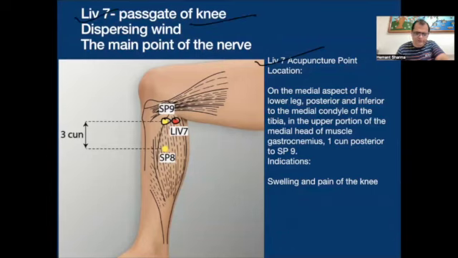The liver 7 is a very good point for the knee. It is the pass gate point of the knee, and it's dispersing the bind. ये बिंड को निकालता है और यहां पर नर्व पेन है उसे भी कम करता है. Whether the pain of the knee or the swelling of the knee, in both conditions it works. Sometimes it works very, very fast. Surprisingly, you can see very good results just by liver 7. कभी कभी आप एकदम से आश्चर्यजनक रूप से देखेंगे कि तुरंत फायदा हो गया इस पॉइंट के माध्यम से.